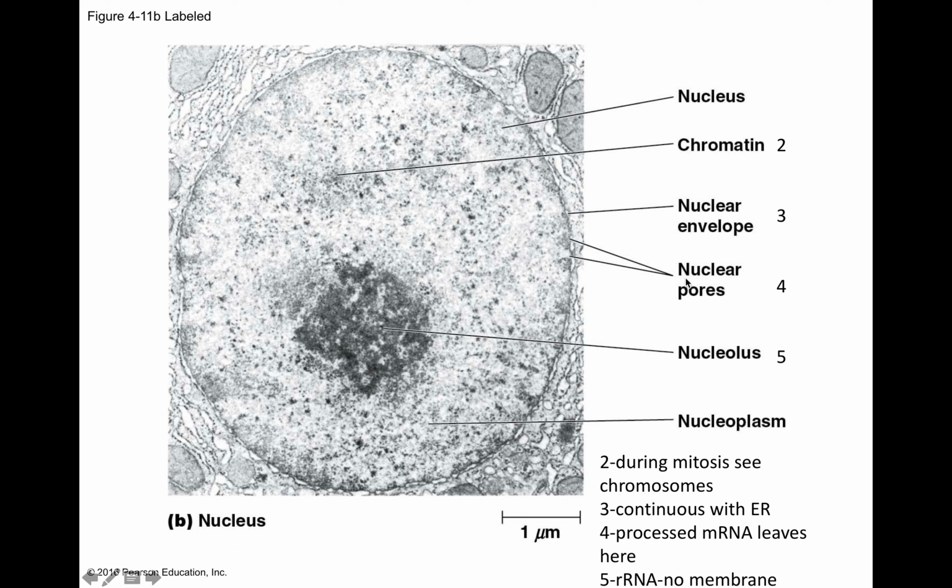So the chromatin during mitosis, you would see that as chromosomes. This is not during mitosis, so it's diffuse. The nuclear envelope is continuous with the ER. Remember, they're connected. I showed you that on that diagram a couple slides back. The nuclear pore is where processed mRNA is going to leave the nucleus to be translated in the cytoplasm or on the endoplasmic reticulum. And the nucleolus is dominated by ribosomal RNA. There's no membrane around it.